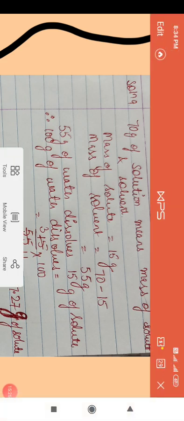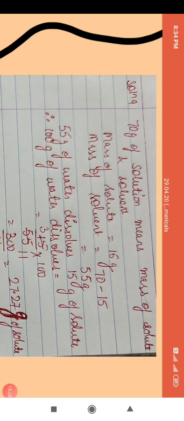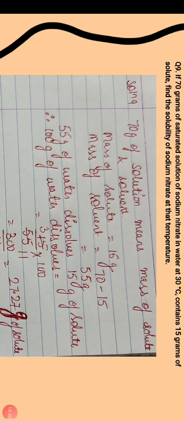70 grams is the mass of solution. So what will be the mass of solvent? That is equal to 70 minus 15, because solution is solute plus solvent. So solvent will be solution minus solute. That will be equal to 55 grams.